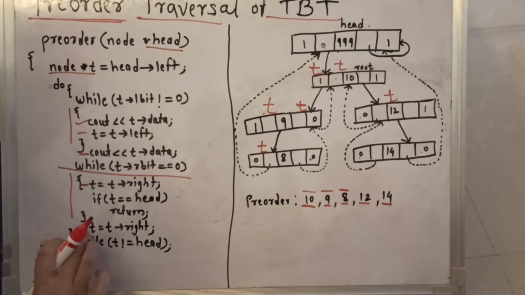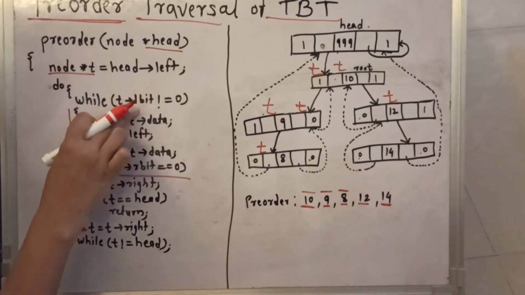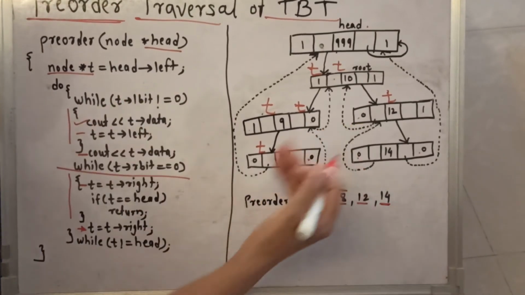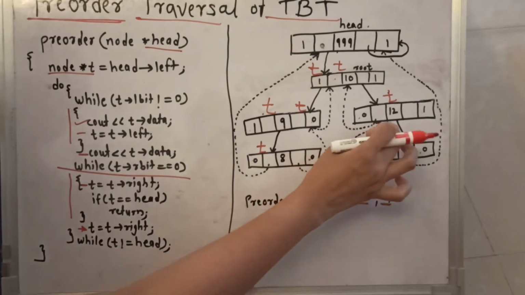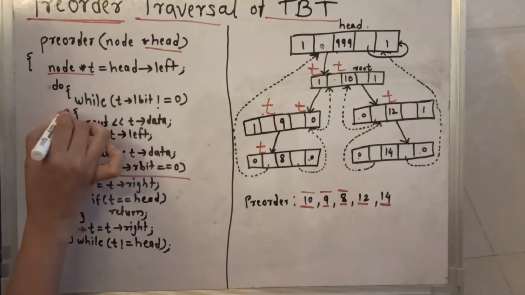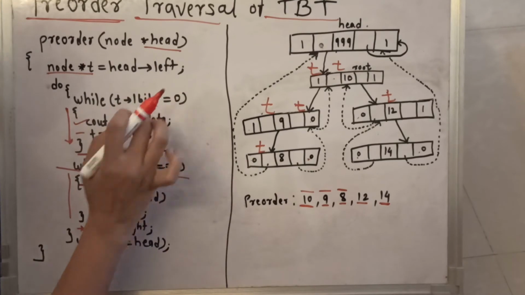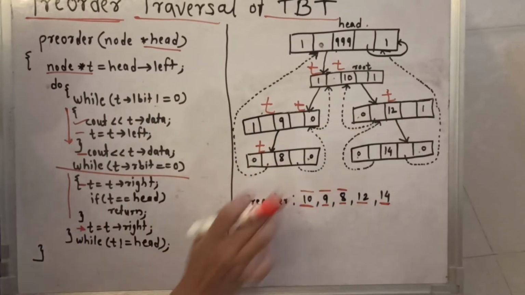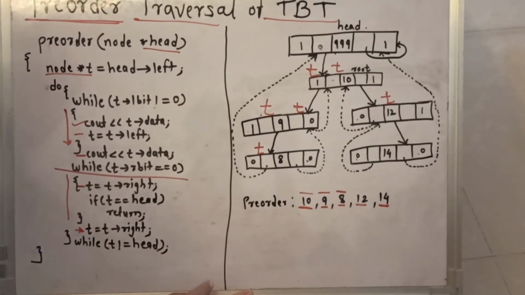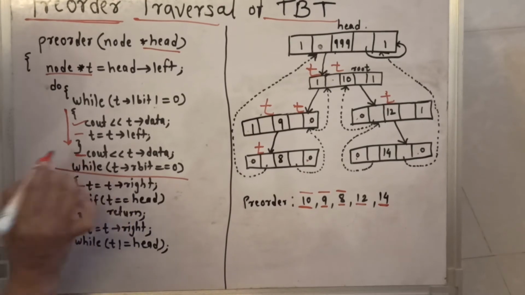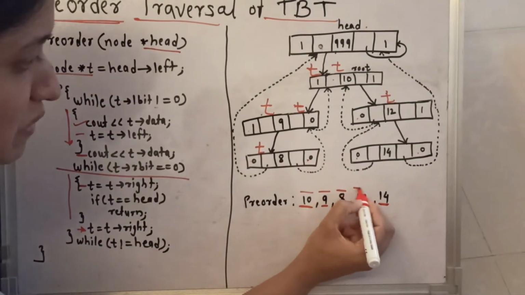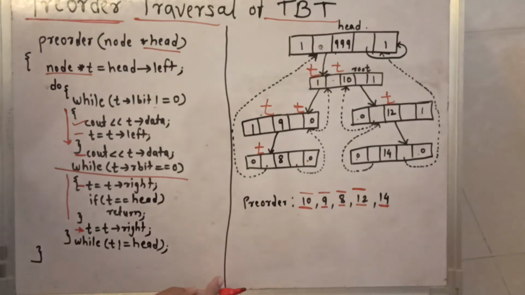Whenever it will come to the actual right side, now the first while will again execute, because again we have to check whether any left is present for this 12 or not. So again this while will not be executed, because for this 12 the L bit field is equal to 1. So directly this statement will be executed, cout t data. That means we will get the output like the 12 here.